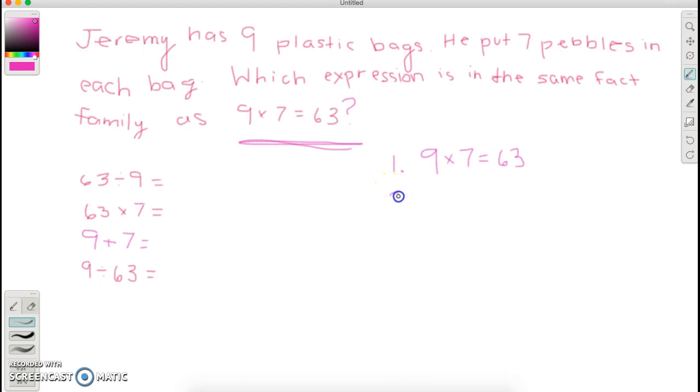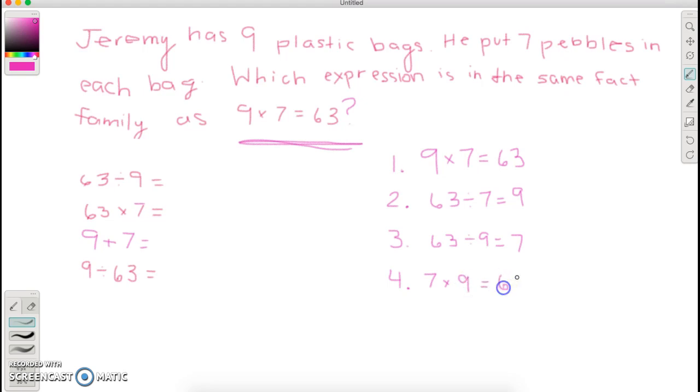Another way that we could write this out is to reverse this and use some division. So another one is going to be 63 divided by 7 equals 9. The third way is we could switch these two and get 63 divided by 9 equals 7. And the last one we could get as part of our fact family is by switching these two to still get the same answer. So that would be 7 times 9 equals 63.